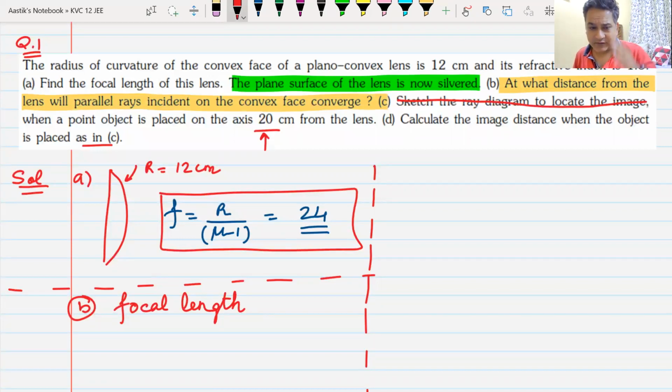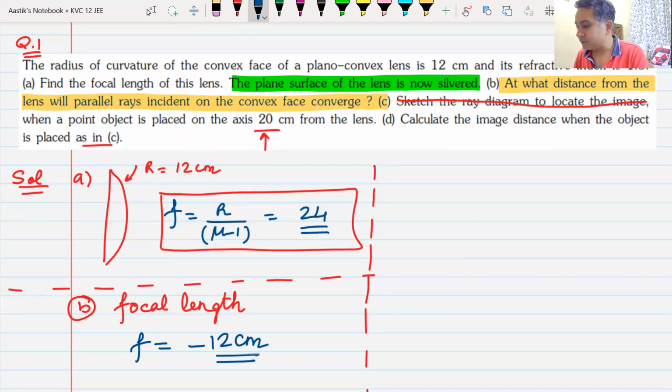When the plane surface of the lens is silvered, you can just put the formula over there and get your answer. What is the answer that you are getting? Minus 12 centimeters. Yes or no? So minus 12 is the focal length of this combination. Do we understand this?